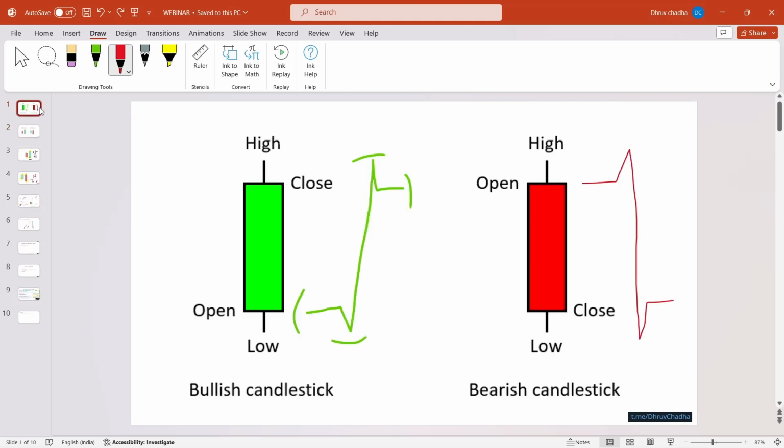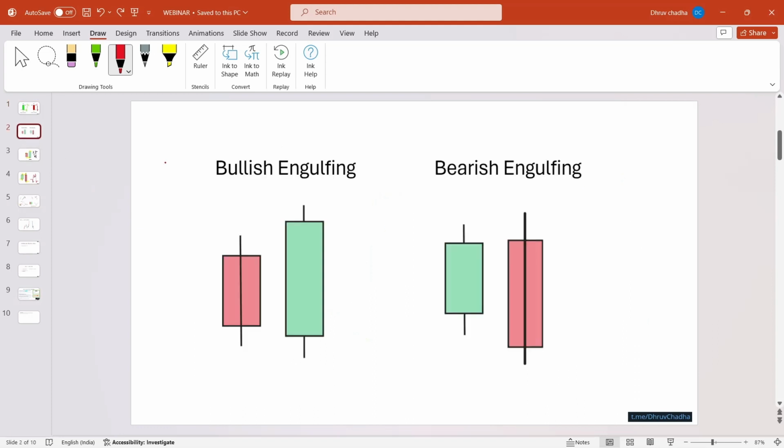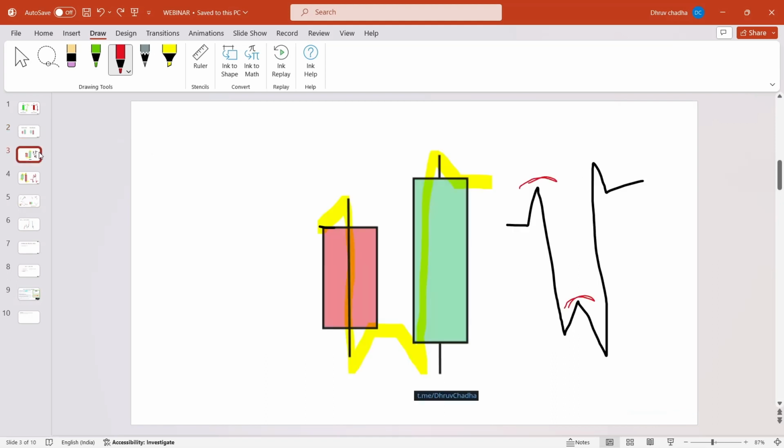Okay, so now I'm going to be adding this simple OHLC concept to the bullish engulfing and the bearish engulfing. This will give you a much deeper insight: what does engulfing really signify? So this is the case for bullish engulfment.